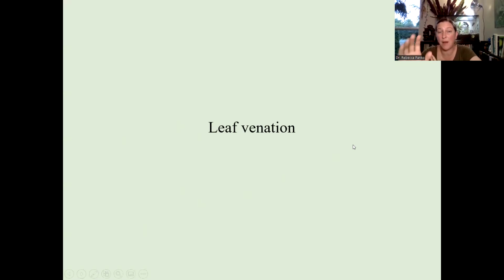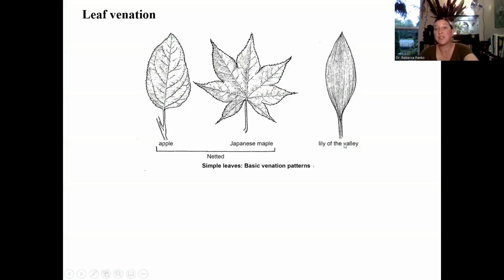Now let's talk a little bit about veins again. And this is going to answer a question that was asked at the top of the class, I think by Morgan, I can't remember now, about dicot versus monocot. So first we should just point out a couple things here. So there's two basic types of venation.